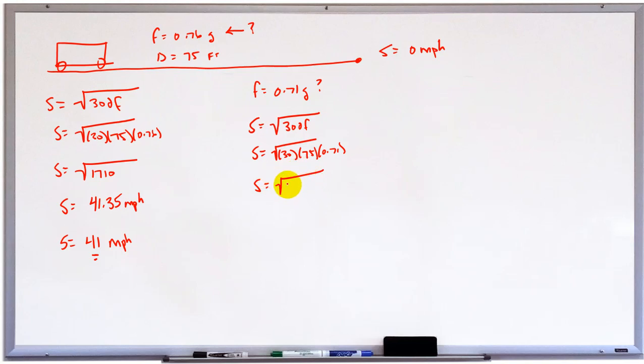I'm at 1597.5 under the radical. I take the square root of that, and I'm at 39.96 miles per hour. So in this case, my speeds are pretty much the same. We've got about a 2 mile per hour difference in a 0.05 drag factor.